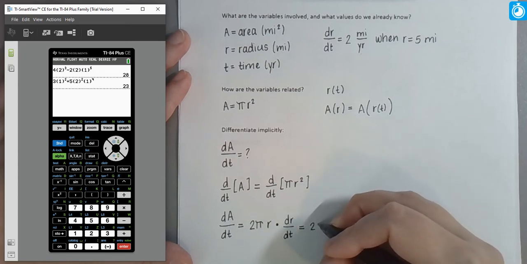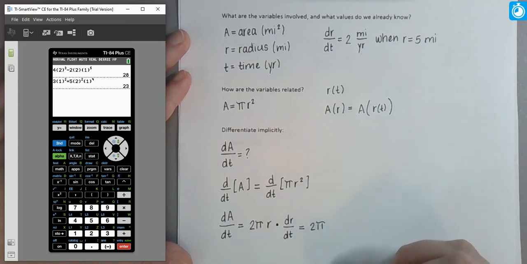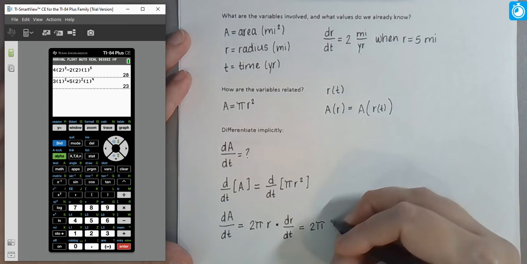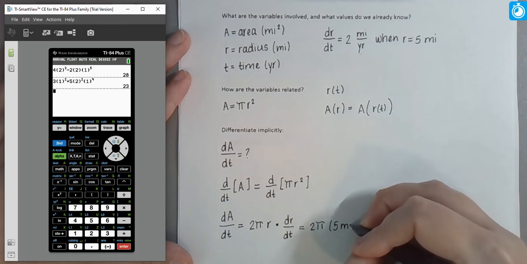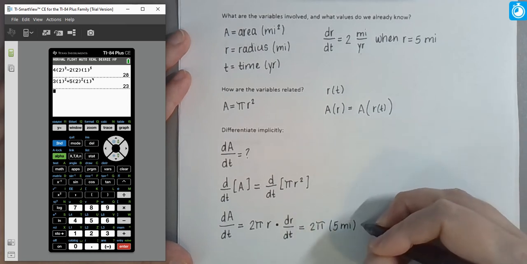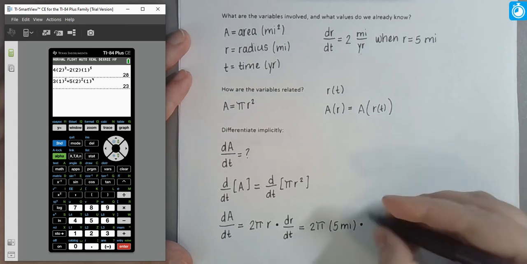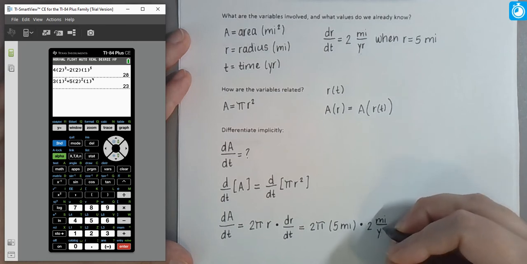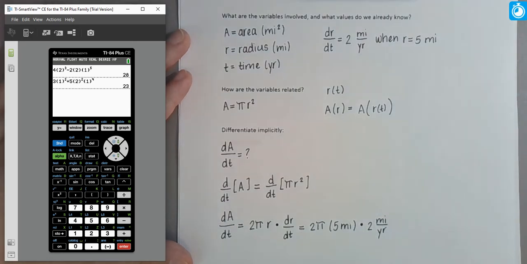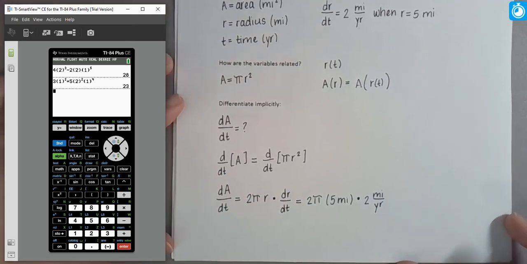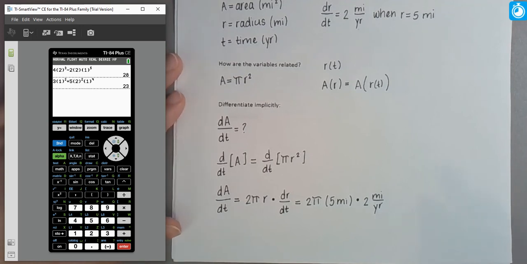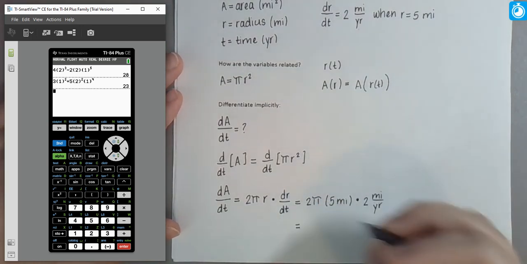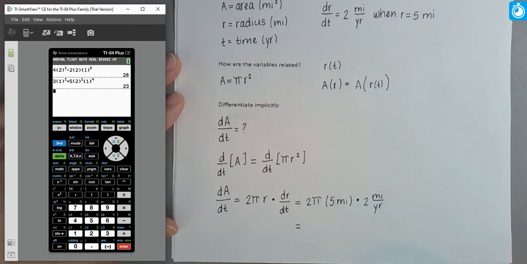So that's going to be 2 pi times r, which is 5 miles, times dr/dt, which is 2 miles per year. And so now we just multiply everything together. Now there's two different ways to simplify something like this. There's the exact way to do it, and then there's the way that gives you a number that's a little bit more intuitive, a little bit more meaningful.